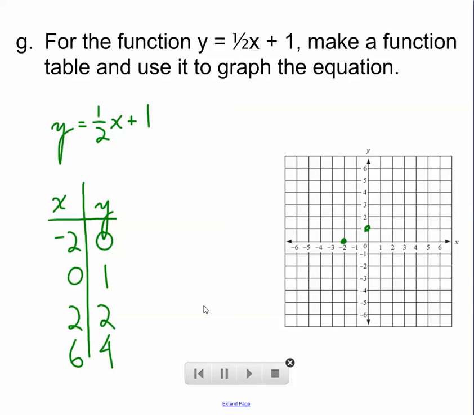I'm going to plot all these points. 6, 4 is way over here. And then I'm going to draw a line through all these points. And this line represents all the pairs of numbers that work in this function, also known as an equation, but not all equations are functions.